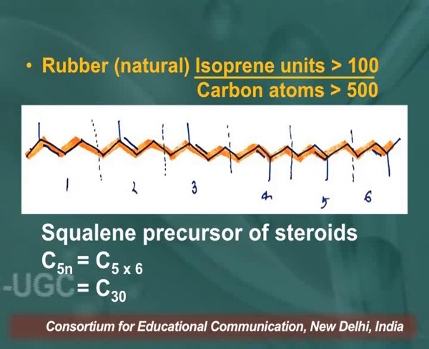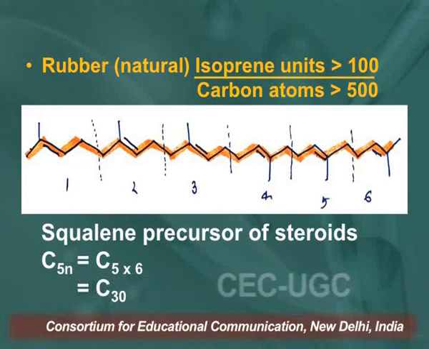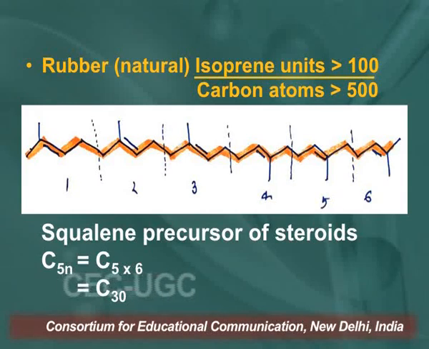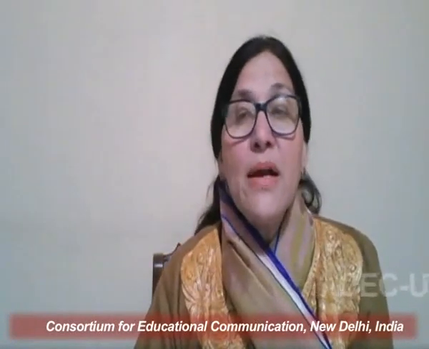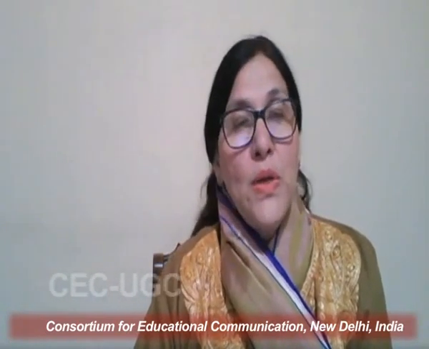C5n, n equal to 6 over here. So n is the number of isoprene units. With 6 isoprene units, the total number of carbons in squalene is 30. So squalene is a biochemical precursor to steroids. It is called an ancient molecule, or ancient lipid. And learners, it is a very important intermediate metabolite in the synthesis of cholesterols.